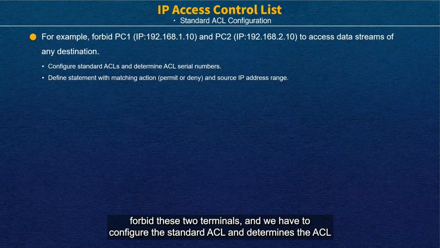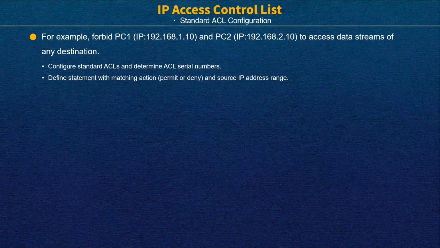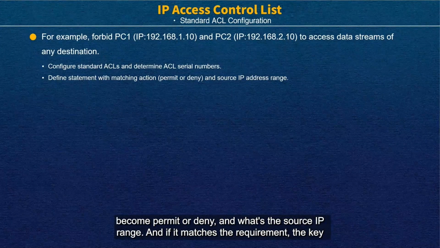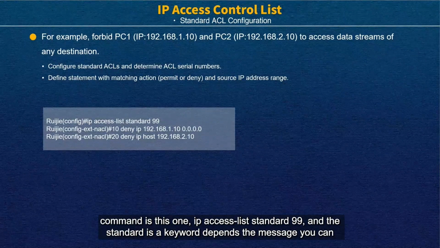And we have to configure the standard ACLs and determine the ACL sequence numbers, right? Because with a different sequence number, we will have a different matching sequence. And then we have to define the statement with the matching action. We take the action, permit or deny, and the source IP range. And if we match the requirement, the key command is this one.